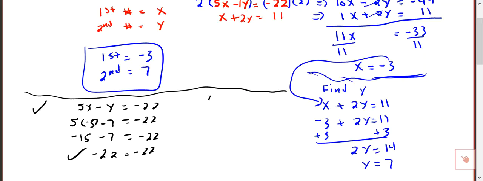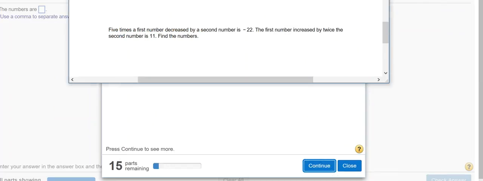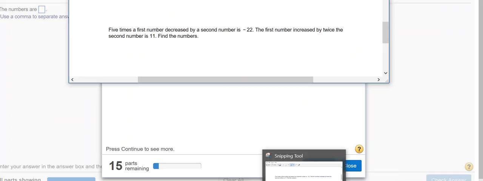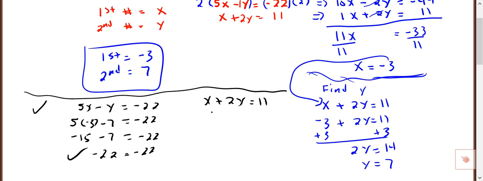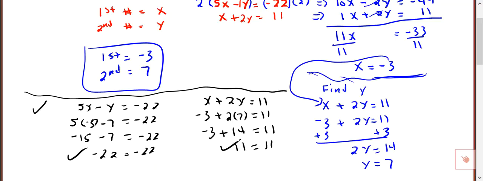Second equation, do the same thing. Again, x is negative 3, and y is 7. Order of operations tells me to multiply first, and negative 3 plus 14 equals 11. That checks out. That tells me that my solutions are correct.